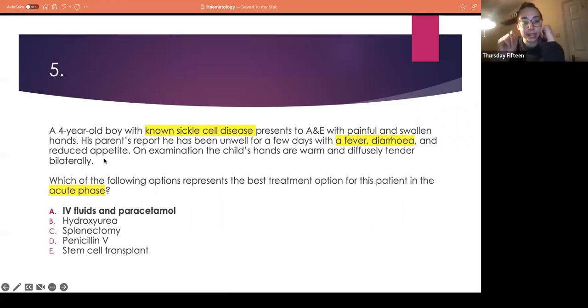So he's got dactylitis in his hands. His parents report that he's been unwell. He's had a fever, diarrhea, reduced oral intake. So you can infer from that he's probably a bit dehydrated, and he's got these warm, tender hands.